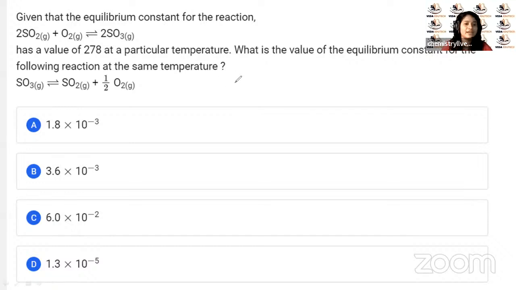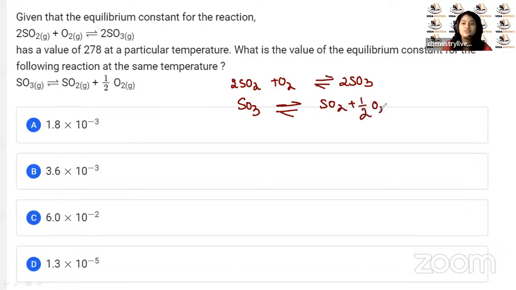यहाँ पे क्या बोला गया है, 2SO2 plus O2 give rise to 2SO3. ठीक है, तो यहाँ पे हमको क्या कर दिया है, यहाँ पे लिखा है SO3 give rise to SO2 plus half O2. ये तुमको करना है. तो पहले तो क्या किया गया है, इस रिएक्शन का उल्टा कर दिया है. तो यहाँ पे अगर K1 है, यहाँ पे 1/K1 हो जाएगा. इतना चीज तो हो जाएगा.